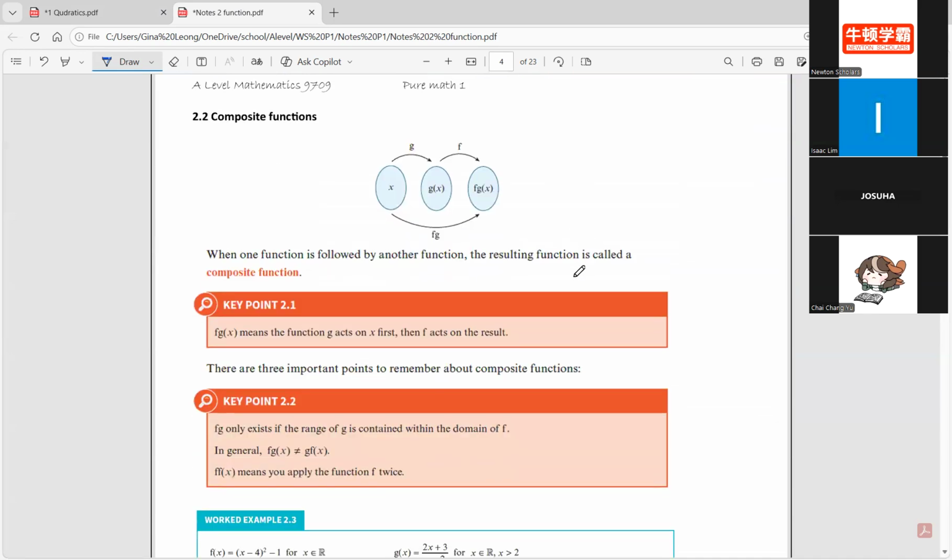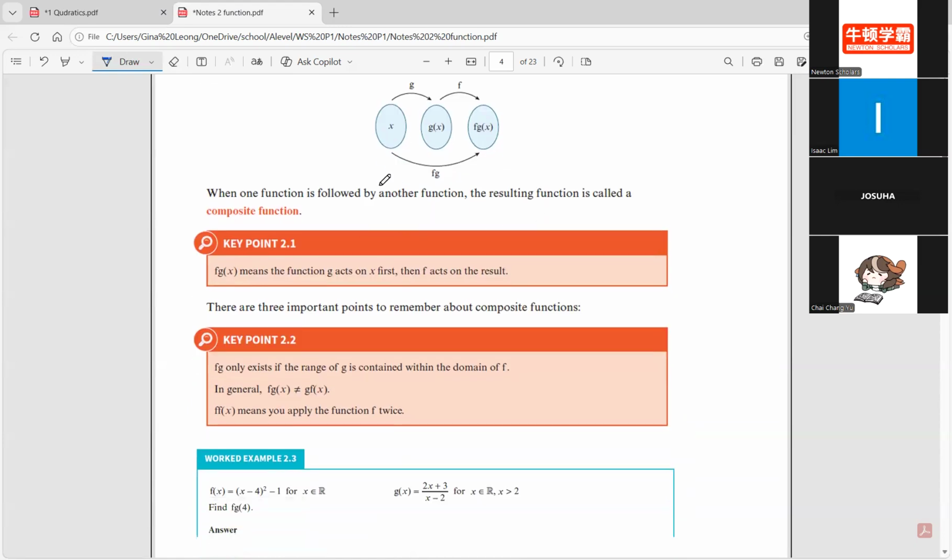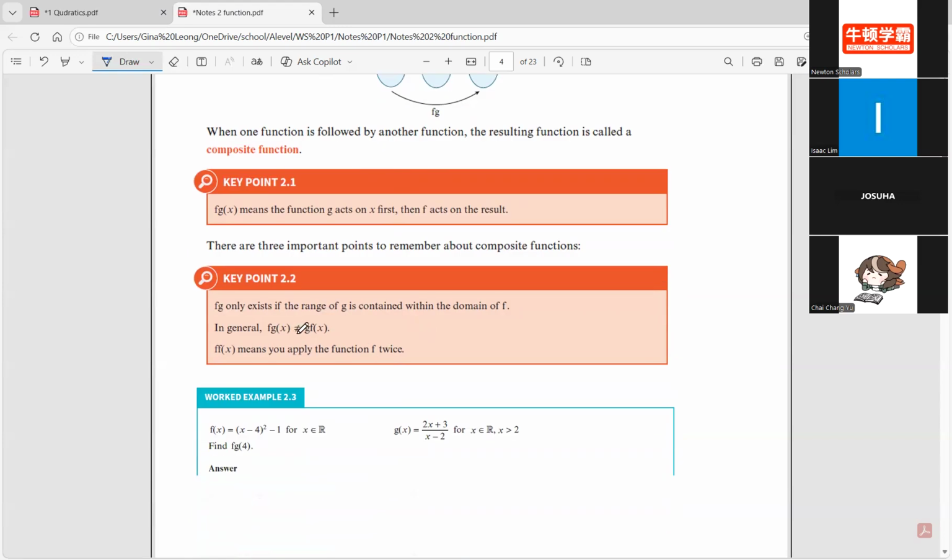So we move on to composite. Composite, actually you already learned it in the maths, but I still need to teach because it's in the syllabus. Composite function means that, let's say fg, you're putting the g into your f. So you're putting the behind into the front. The key point here is that fg is not equal to gf. If ff, that means there are twice, f put into the f.